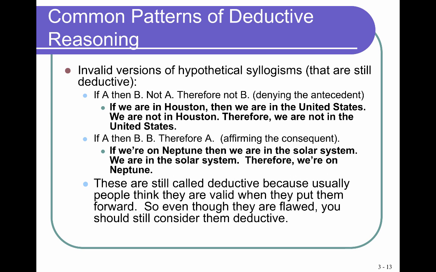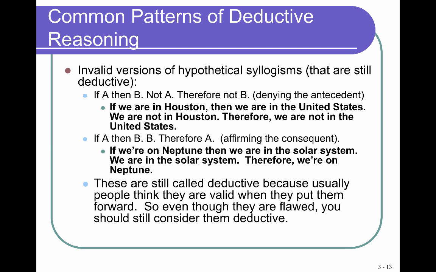There are, however, some incorrect or invalid forms of hypothetical syllogisms out there, but people often use them when they're arguing. They think they are valid, but they are not valid. And if you can learn to spot them in an argument, good for you. There are two types: denying the antecedent and affirming the consequent. Basically, they're just getting the argument backwards.